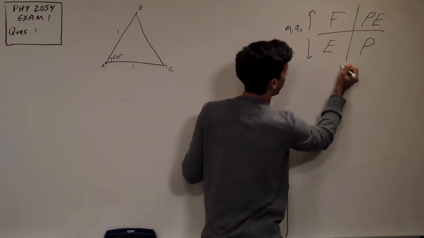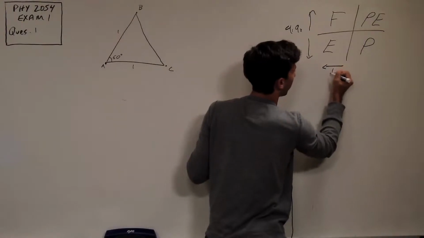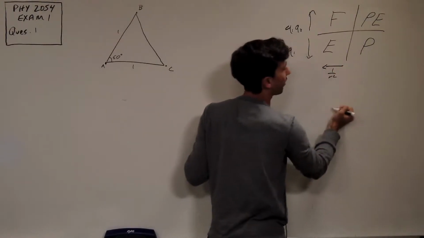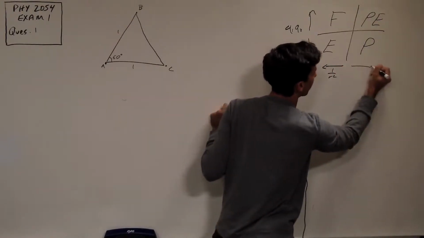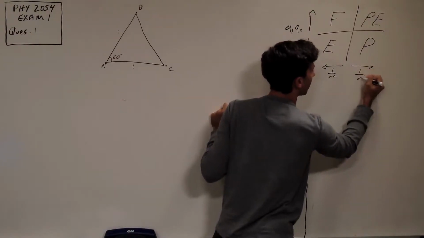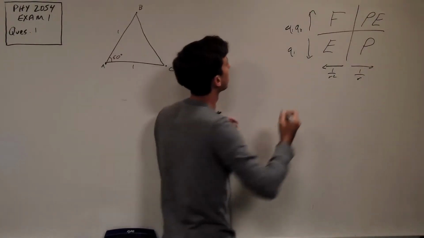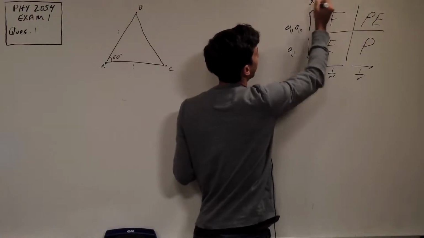Everything on the left has dependence on 1 over r squared. Everything on the right, 1 over r. And all of these values get multiplied by k.